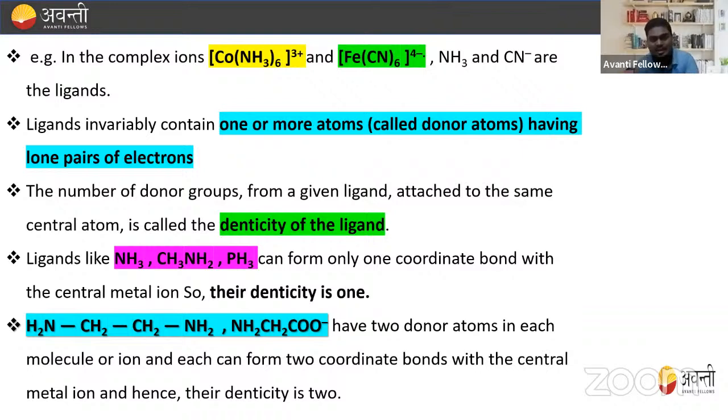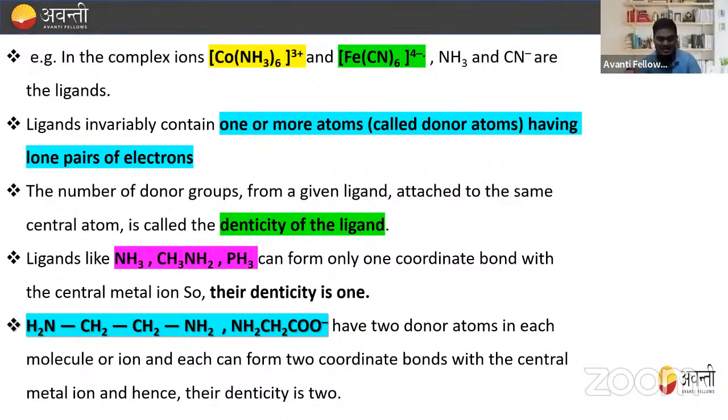Ligands invariably contain one or more atoms, also called donor atoms, having lone pairs of electrons, right? The number of donor groups from a given ligand attached to the same central atom is called the denticity of the ligand. So always remember this: the number of donor groups from a given ligand attached to the same central atom is called the denticity of the ligand.